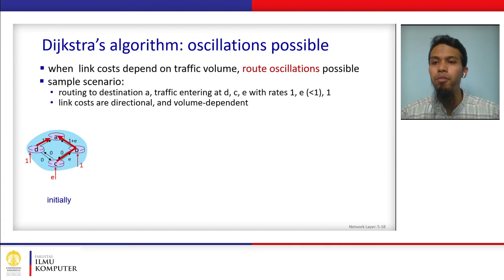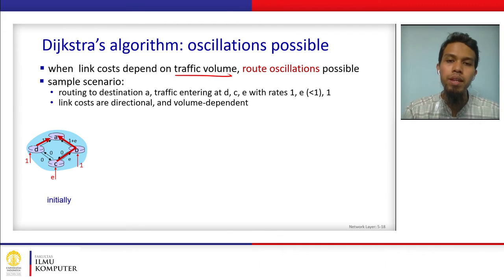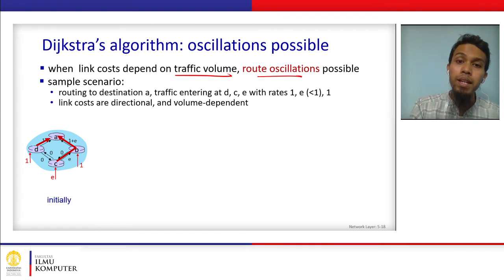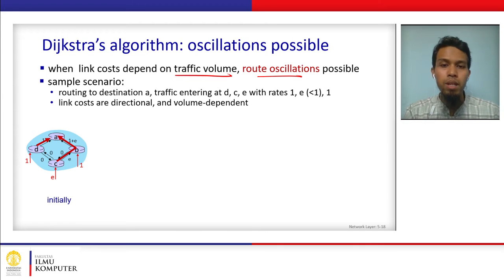So if we are considering traffic volume as the link cost, then we'll have route oscillations in the link state routing algorithms. So for example, with this scenario, we have nodes A, B, C, D. In this case, we are not calculating the cost path between nodes like we have done before, but with the traffic volume.